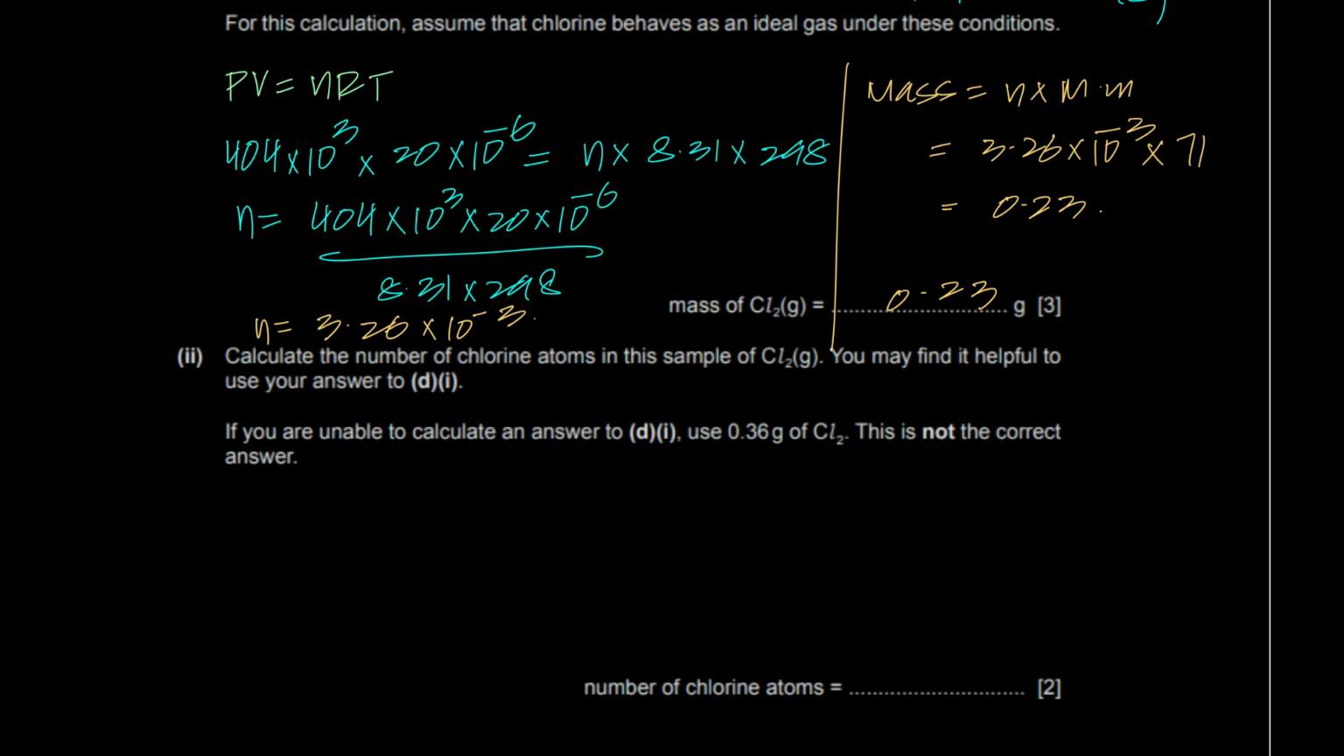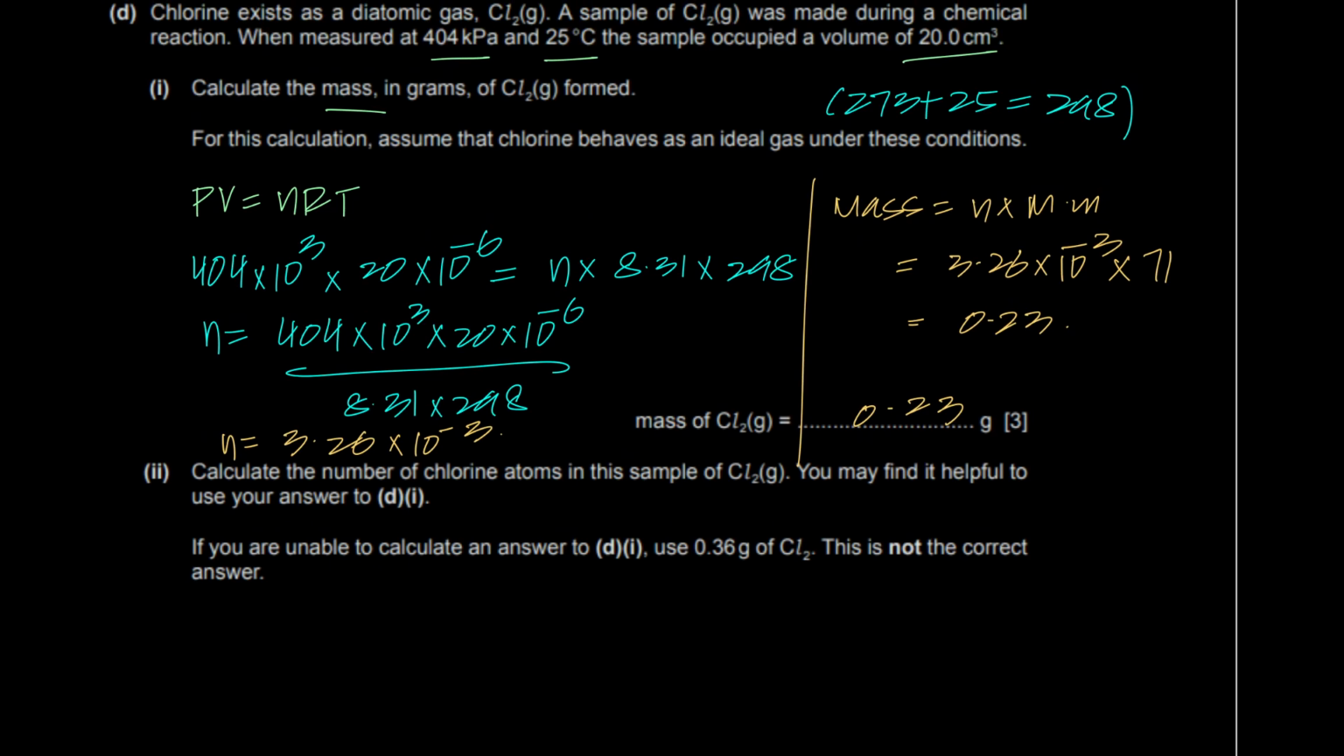You may find it helpful to use part 1. If not, then you could use this value. See, there are 2-3 ways of going about this. First, you have the mass of chlorine. Convert the mass of chlorine into the moles of chlorine, and then from the moles of chlorine find the moles of the atoms, and then from the moles of the atoms find the number of the atoms.